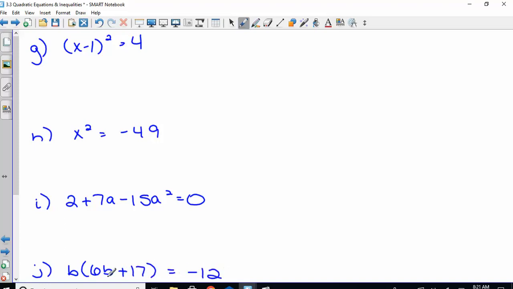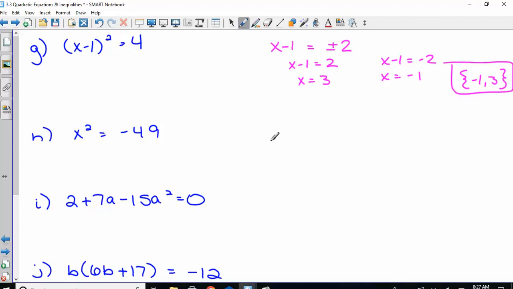Negative 2. Positive 10, negative 3. What'd you do? Square root. All right, so then you have x minus 1 equals plus or minus the square root of 4, which is 2. Make sure you separate those. So x minus 1 equals 2, or x minus 1 equals negative 2. So you get x to be 3 or negative 1. Do you guys agree with that?